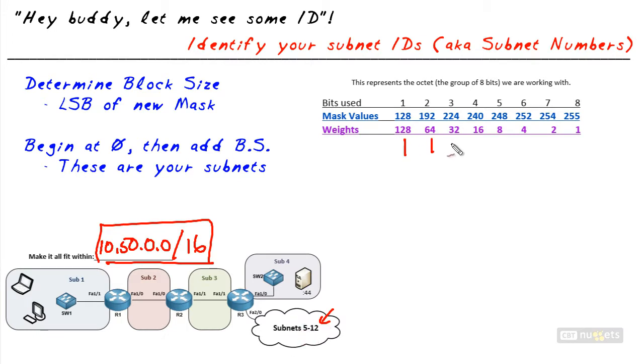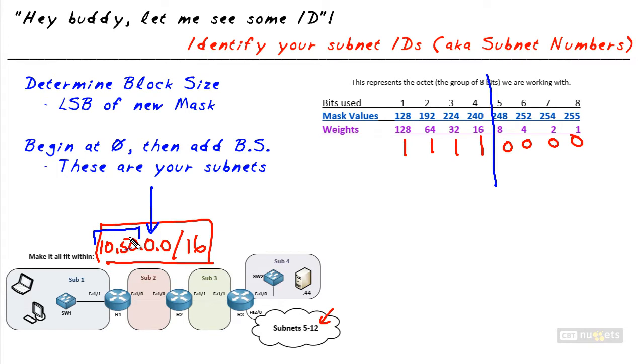Our new mask is still going to look like this with the dividing line right here, except now we're starting to steal against the host bits, which are in the third octet instead of the second octet. And that's because the 16 bits we're starting with indicate our starting point for the already allocated network bits.